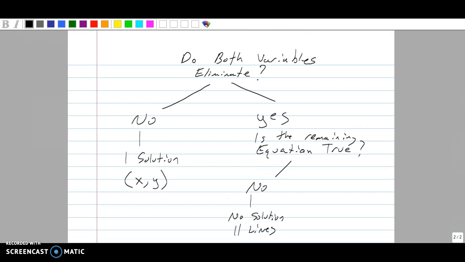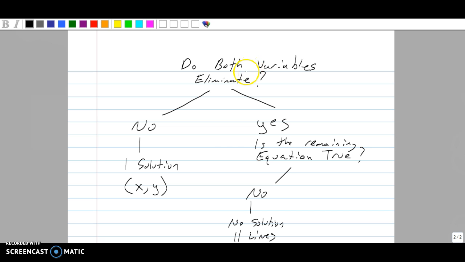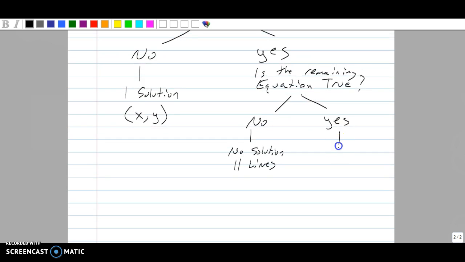But if both variables eliminate, yes, is the remaining equation true? If the answer to that is yes, then that means our final answer is going to be infinite solutions or same line.